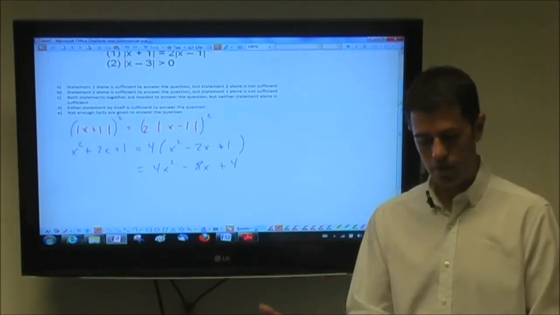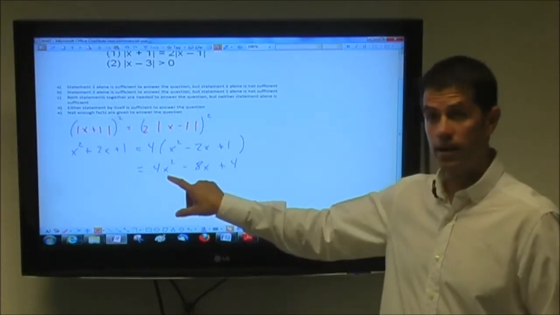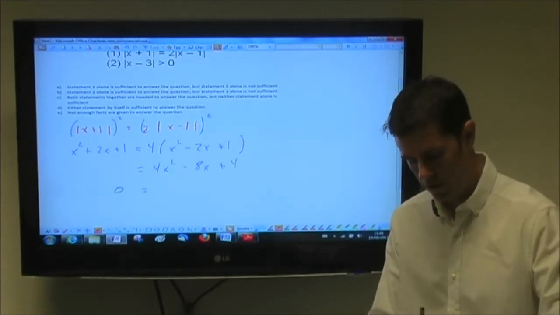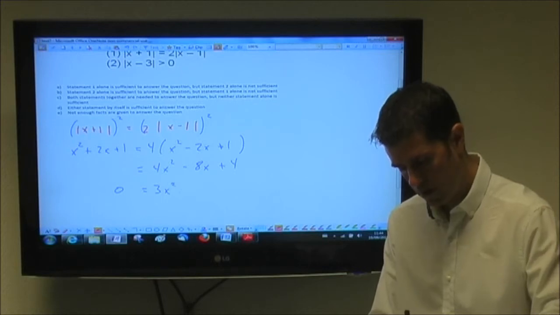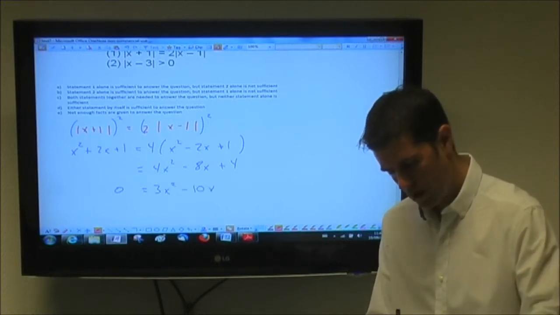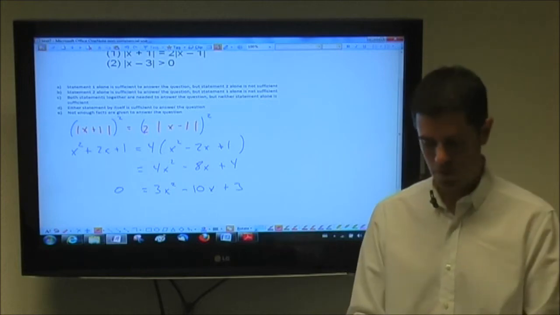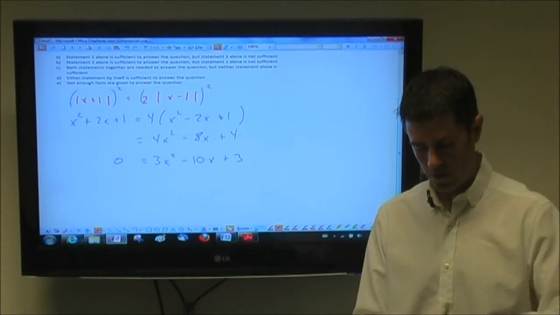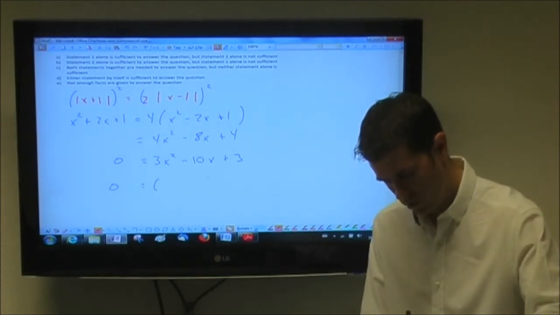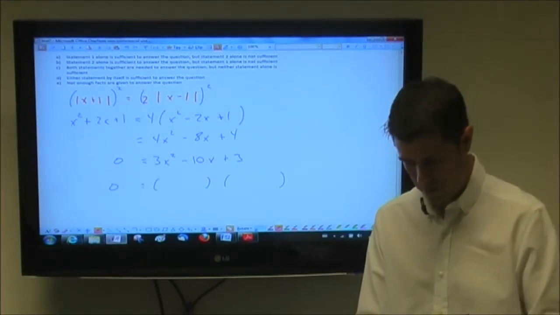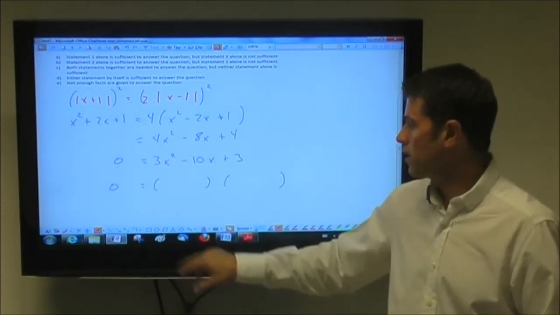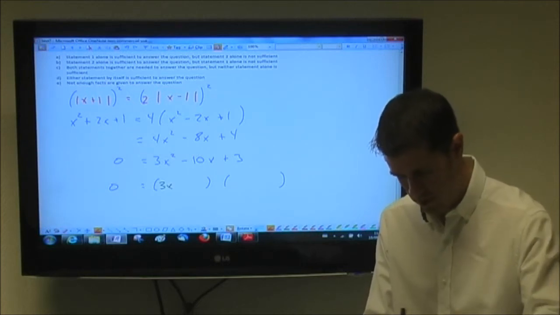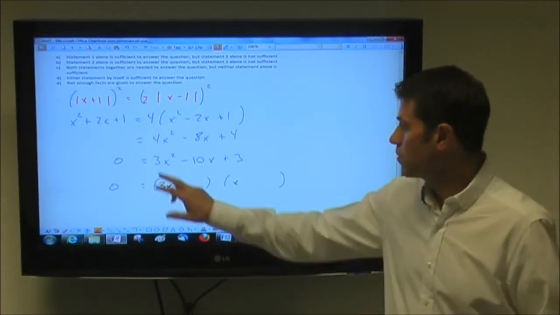When I bring everything to one side, normally when you're working with a quadratic, an x squared, you have to set everything equal to 0. So I would get 3x squared minus 10x plus 3 equals 0. At that point, I'm going to look for the factorization. So 0 is equal to, well, first I'm going to focus on the x squared. I know this times this has to be this, so I'm just going to put in 3x and x, and that equals 3x squared.